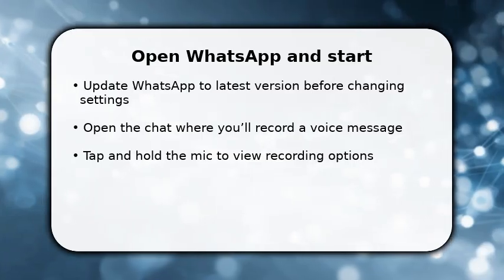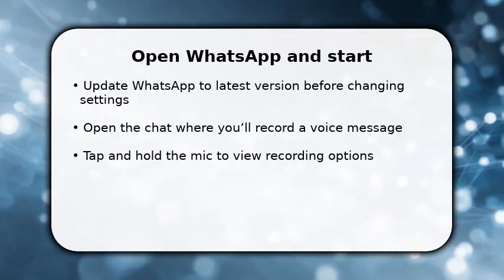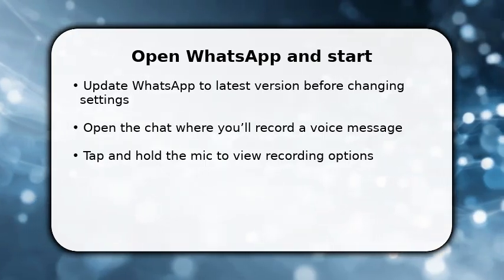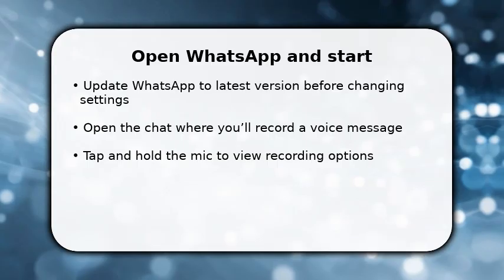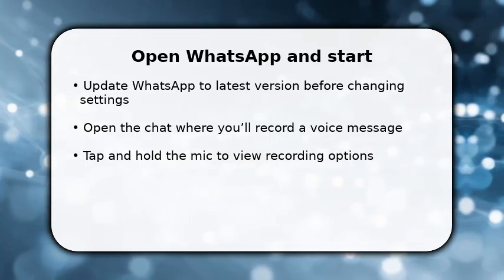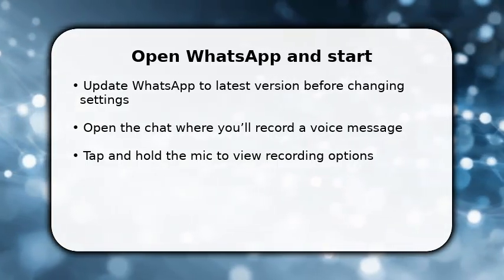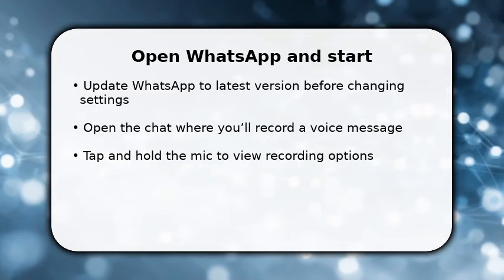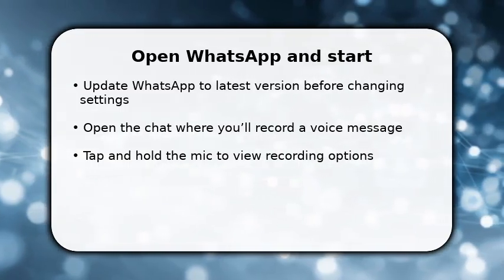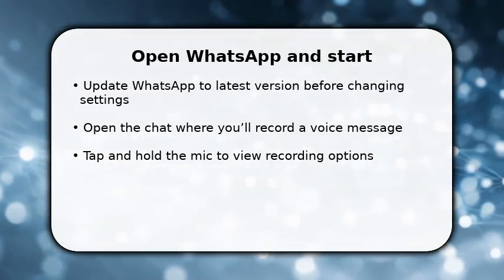You'll begin inside WhatsApp. Make sure the app is updated so settings match what I describe. Open a chat, then tap and hold the microphone icon to start a voice message. This initiates recording and reveals quick controls. While holding, slide up to lock hands-free recording if you need longer takes.